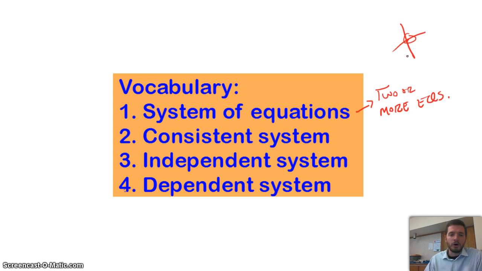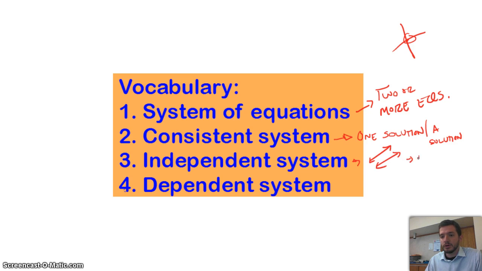Now, they're not always going to converge at a point, but if they do, it's a consistent system. So we'll say this one will have one solution. An independent system, those are parallel lines like that. So that would be no solution.